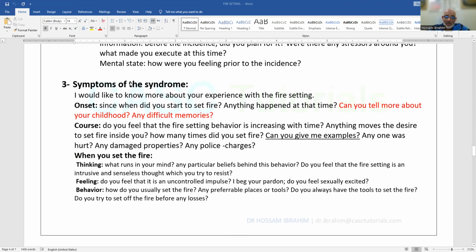So this is the symptom of the syndrome, the pyromania. Is this increasing with time? Any moods, any desire to set the fire? How many times did you set fire? Can you give me examples? A very important question: was anyone hurt, any damaged properties, any police charges? So this is the course of her fire setting. You want to know what happened when she used to set fire. Were there any police charges? Is it very frequent or something trivial which happened from time to time? Any damaged properties? Was anyone hurt? This is something to help you to understand the extent of the problem.